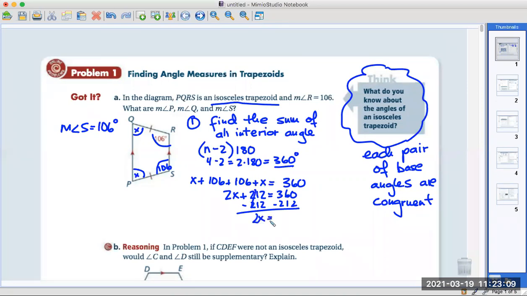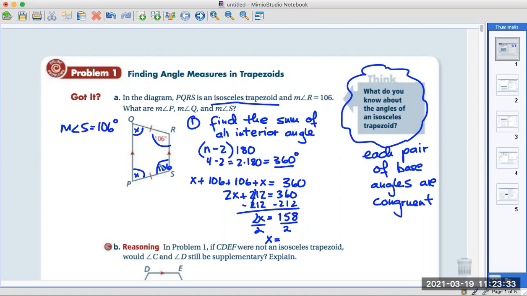2X is equal to 8, 5, 1. Divide by 2. 158 divided by 2 is, I believe, 79. 74, 70. It seems like I made a mistake somewhere.